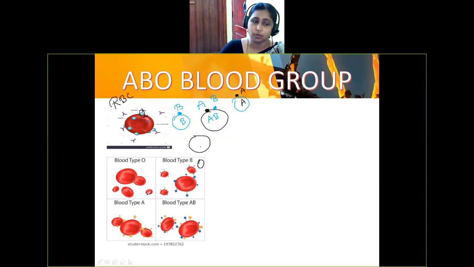So it's an O blood group, no antigen. And here you can see one antigen, it's B antigen, so B blood group. And here you can see two antigens, A and B, so it is AB blood group. And here you see only one antigen and that is A antigen, so it is A blood group, right?